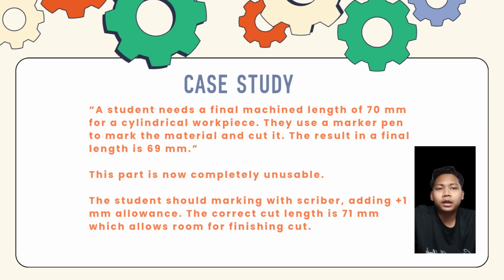If the student had used a proper procedure, which is marking with a scriber, adding a 1 millimeter allowance and verifying the measurement, the correct cut length would be 71 millimeters, which allows room for finishing cuts. This small change prevents scrap and ensures the final product meets the required dimension. In conclusion, inconsistent material preparation is a critical issue that affects accuracy, safety, and workshop efficiency.